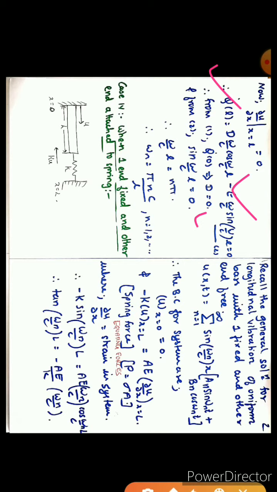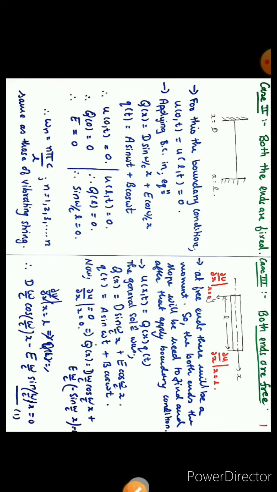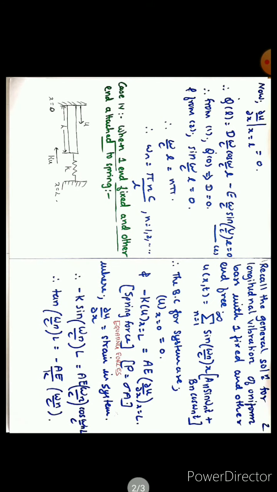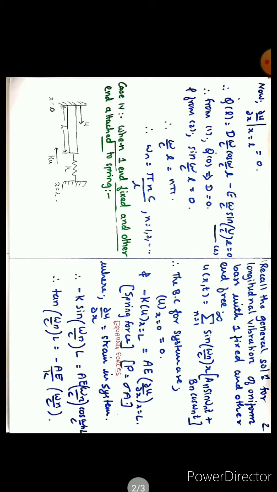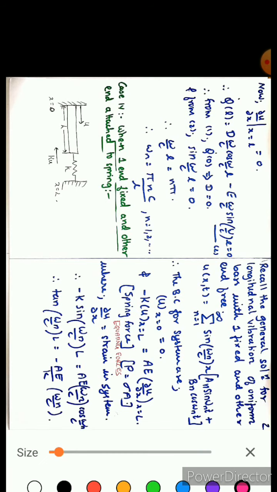Now from the first condition at x equal to 0, you will be getting D equal to 0, because sine of 0 is 0 and cos of 0 will be 1, so you will be getting D equal to 0. And from the second boundary condition, that is at L, once again if this is 0, you are left with only one term, that is sine.